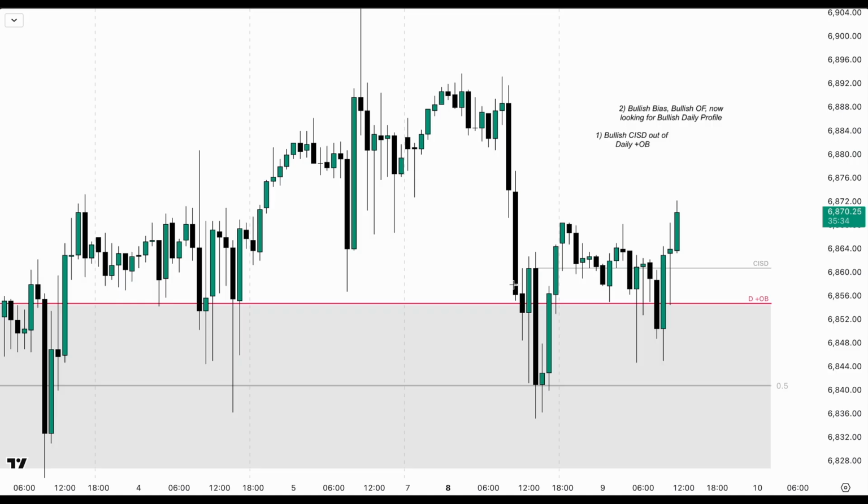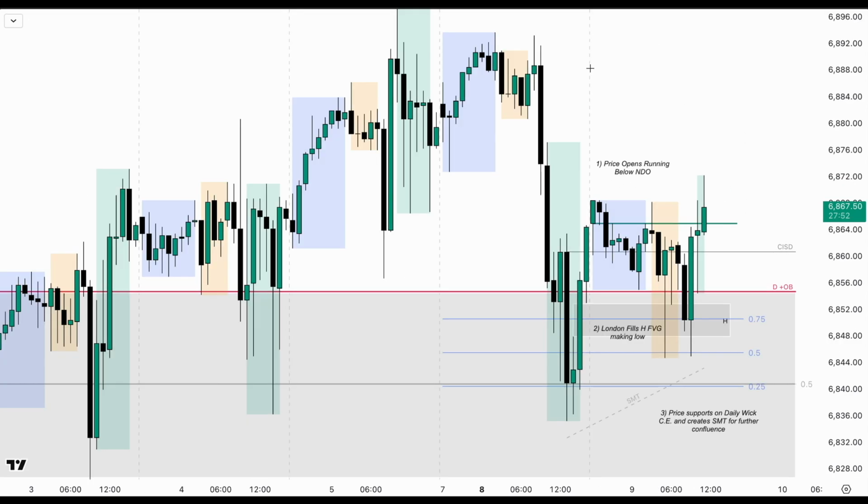Price changed bullish state of delivery. So we see that we have this bullish sentiment coming out of this daily order block, giving us further confluence that we could be supporting price to the upside. So we have our bullish change in the state of delivery out of this daily order block. And now we're going to be looking for our bullish daily profile to confirm that our intraday price action is also going to be seeking those higher prices.